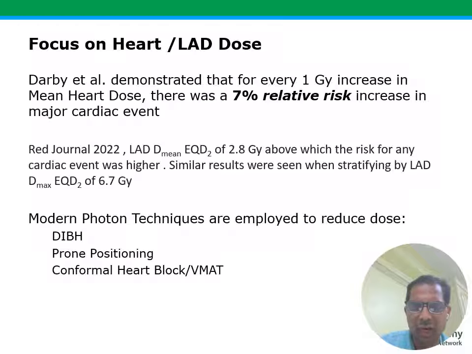And the ways to reduce the heart dose could be with modern technique. Could be, as I said, DIBH is important. You could do prone positioning for early stage breast cancer, and along with whatever technique you use, you need to have a conformal heart block. And sometimes VMAT can help you out if the chest wall is plastered to the heart. But the goal is to keep mean heart dose within 1 or 2 gray if possible, and LAD dose maximal within 6 or 7 gray dose.